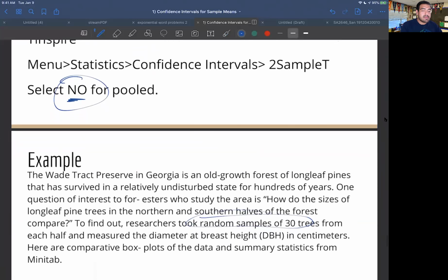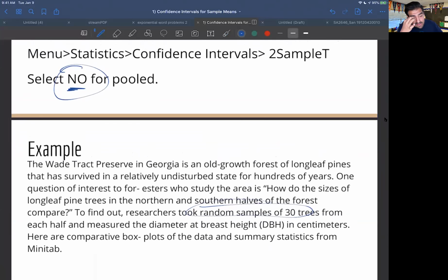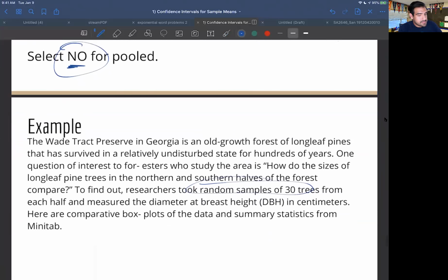The Wade Tract Preserve in Georgia is an old growth forest of longleaf pines that has survived in a relatively undisturbed state for hundreds of years. One question of interest to foresters who study the area is, how do size of longleaf pine trees in the northern and the southern halves of the forest compare? To find out, researchers took a random sample of 30 trees from each half and measured the diameter at breast height, DBH, in centimeters. Here are comparative box plots of the data and summary statistics from the Minitab.